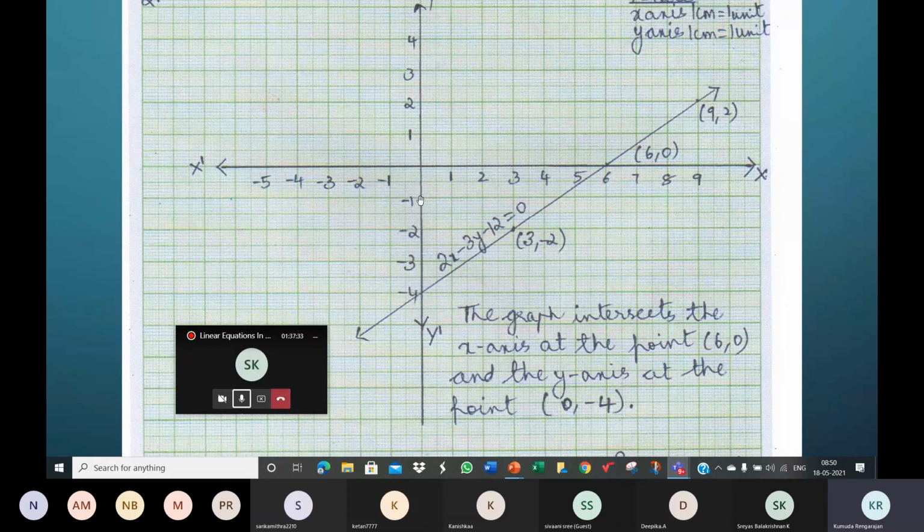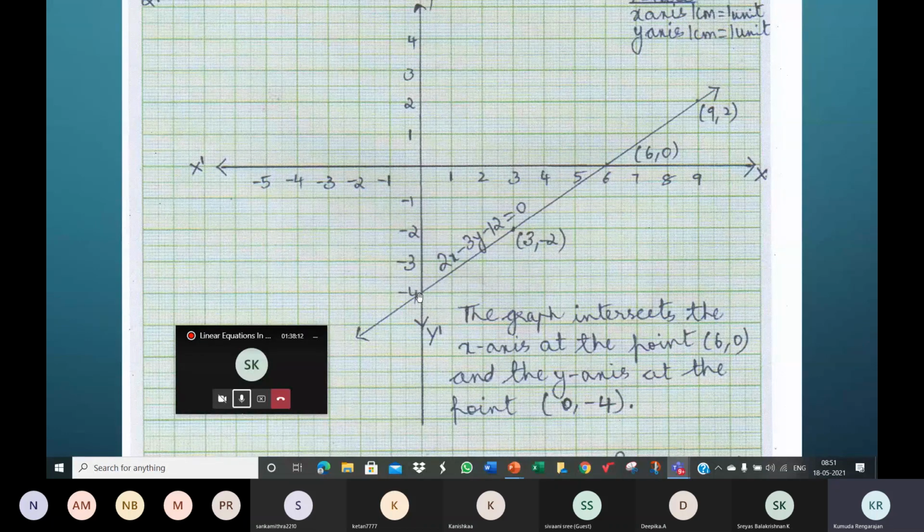See here, what's the address of this point? 0, -1. What about the address of this point? 0, 4. This one? 0, 1. This one? 0, -3. So what we observe is when you take up any point on the y-axis, its x coordinate is 0.